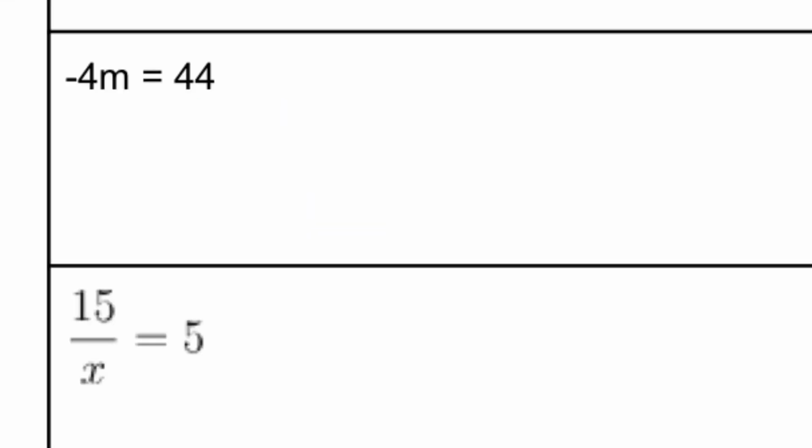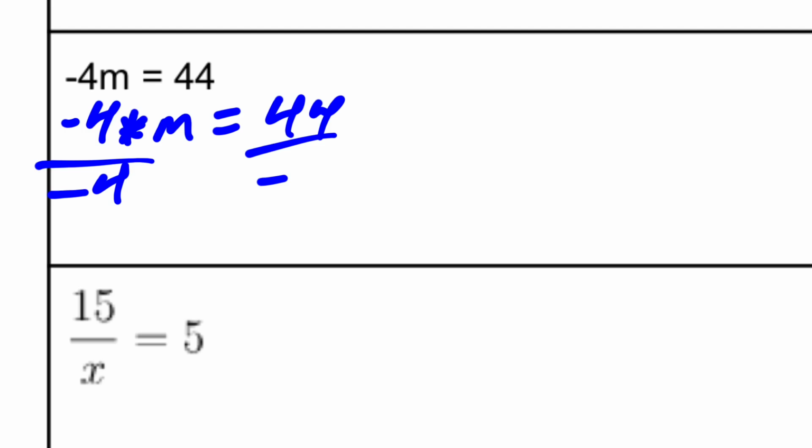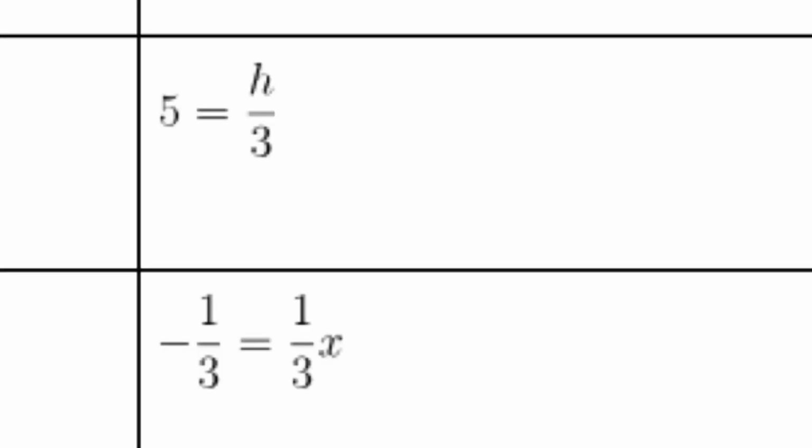Even though there's a negative there, this really means negative 4 multiplied by m is equal to 44. To cancel that out, I divide by a negative 4 on both sides. Since I have a positive divided by a negative, my answer comes out negative. Here I have h divided by 3. To cancel that out, I'm going to multiply by 3 on both sides. 15 is equal to h.